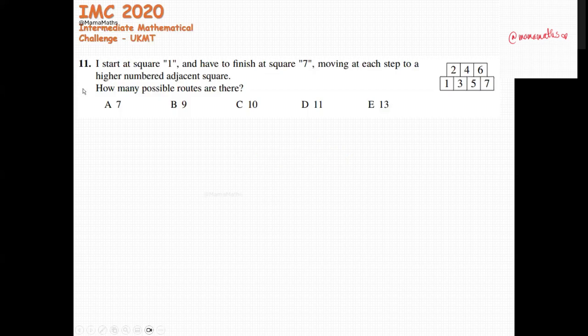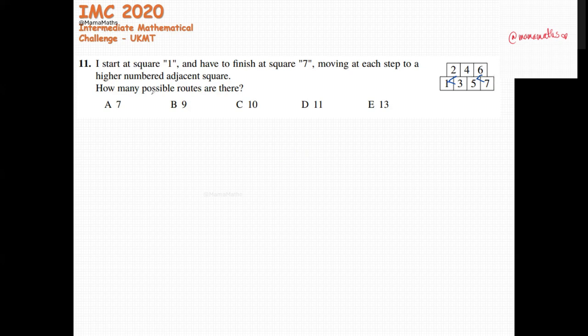IMC 2020 Intermediate Mathematical Challenge, question 11. I start at square 1 and have to finish at square 7, moving each step to a higher number adjacent square. How many possible routes are there? Okay, now if I start from 1, I only have two possible ways, to 2 or 3. Either way, if I move, I only have two ways of doing that.